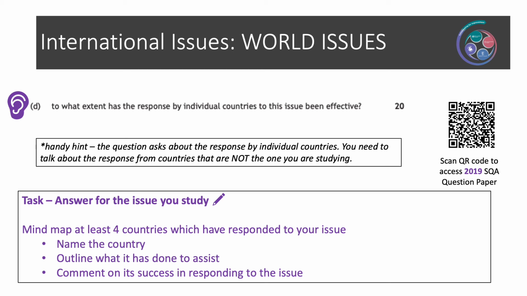When you're ready, pause the video and complete the task for the issue that you study. This will give you the framework to help you build your paragraphs and your points, to be able to answer the question within the timing.